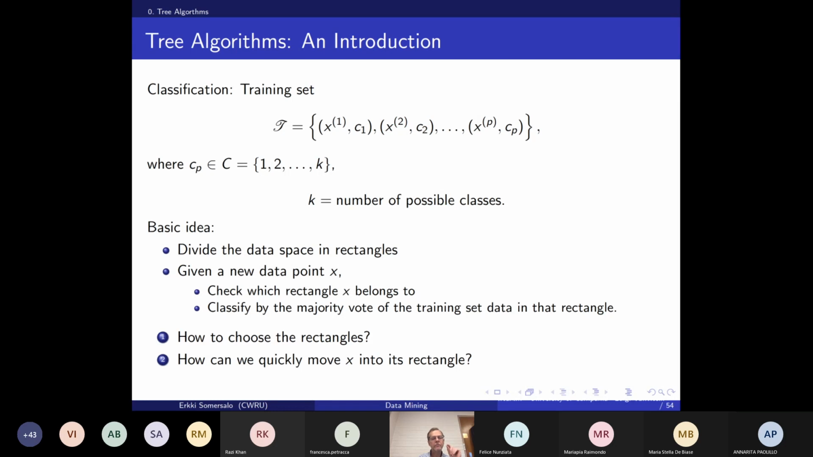Now the question, of course, is how we choose these rectangles and how we decide which rectangle X belongs to. This is exactly the tree algorithm, which answers both question 1 and question 2. So I hope this setting is clear to you.